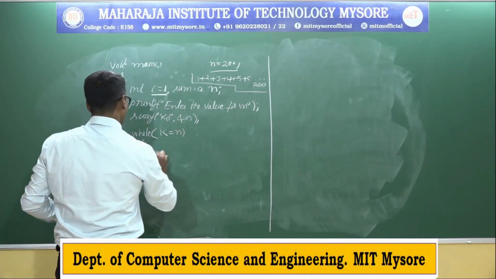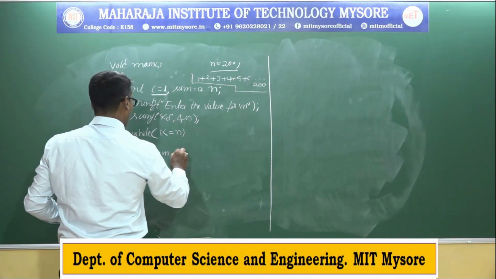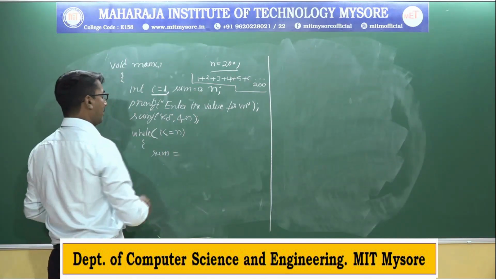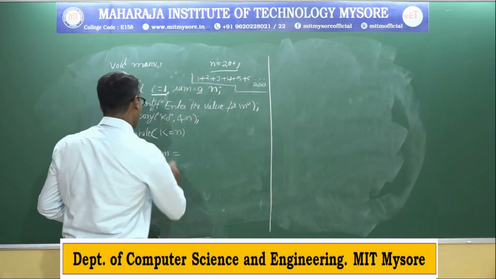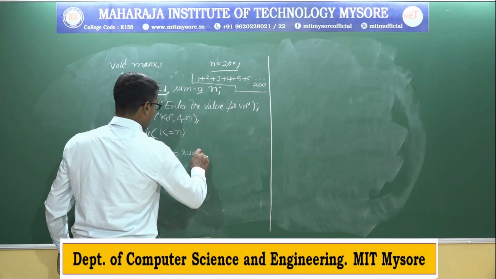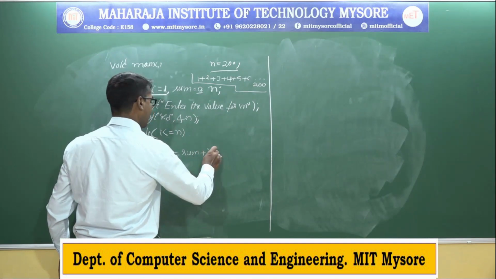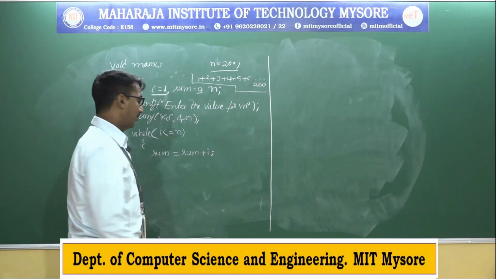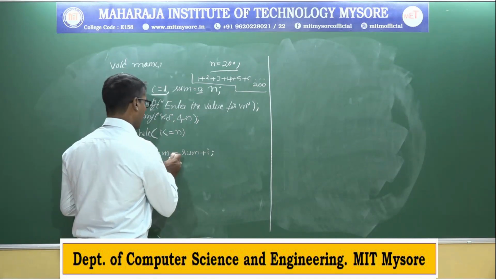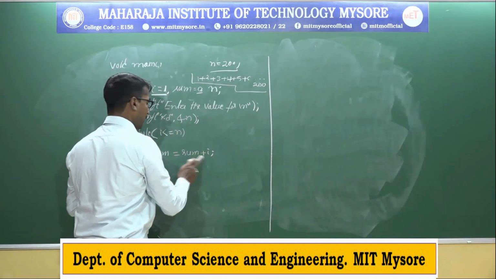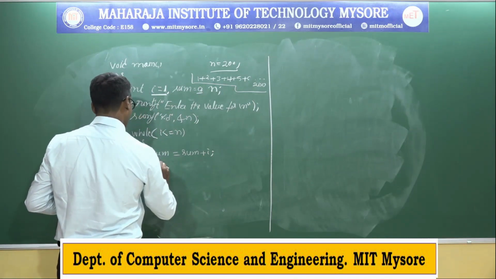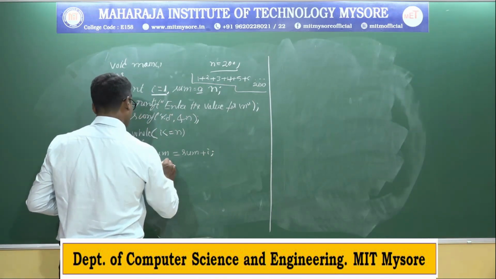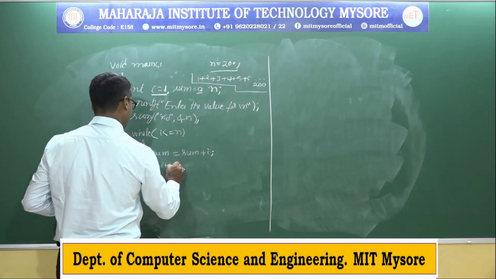Then sum is equal to sum plus I. I already defined sum is equal to 0. Initially sum value is 0. So sum is equal to sum plus I. So initial value sum is equal to 0, I value is equal to 1, 0 plus 1, 1. Later I'll increment the value of I by 1. I is equal to I plus 1.